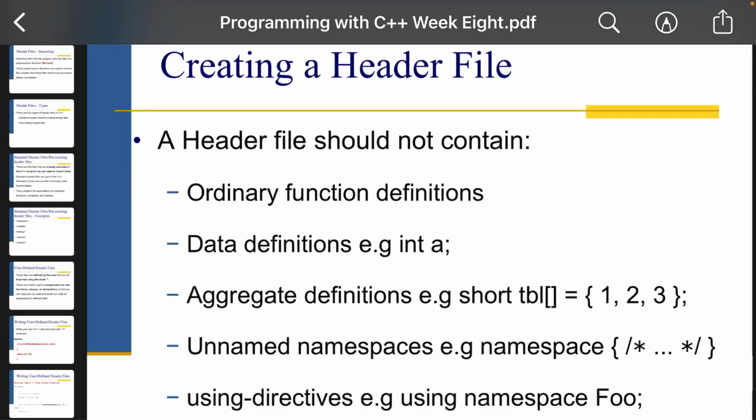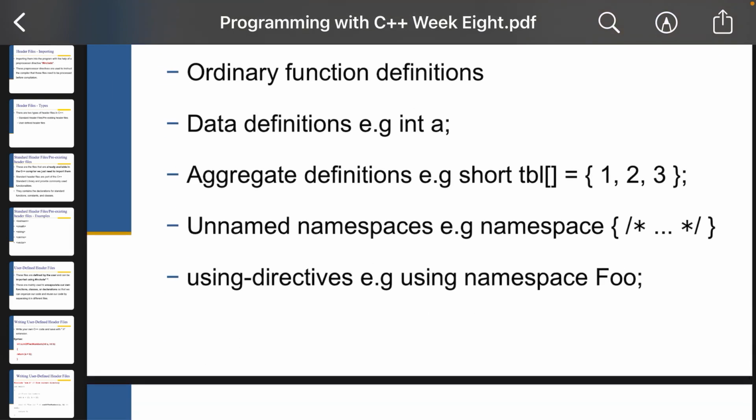Creating a header file. A header file should not contain: one, ordinary function definitions or data definitions, example int a. Aggregate definitions, example short tbl with two square brackets containing, let's say, an array 1 2 3. Unnamed namespaces, example namespace. And using directives, example using namespace FOOO.